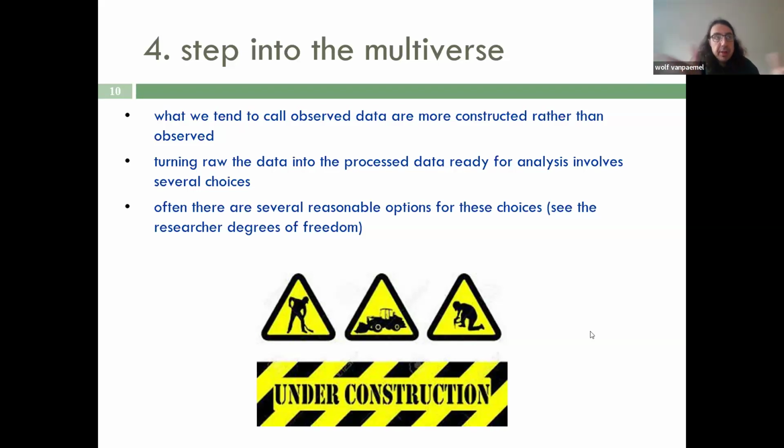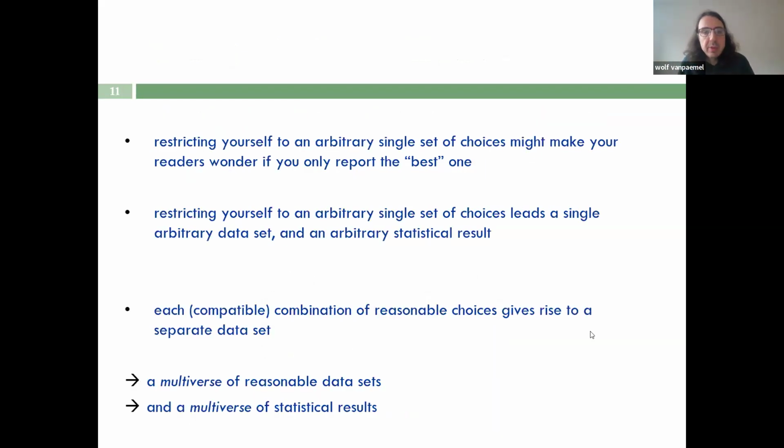But there are often situations, and I will illustrate one in detail, where several options are reasonable, and then you just really don't know which choice to make. So that's a researcher degrees of freedom. So if you then restrict yourself, as is often the case, to one single set of choices, and these choices are arbitrary, then people might wonder, why didn't he do this, or why didn't she do this?